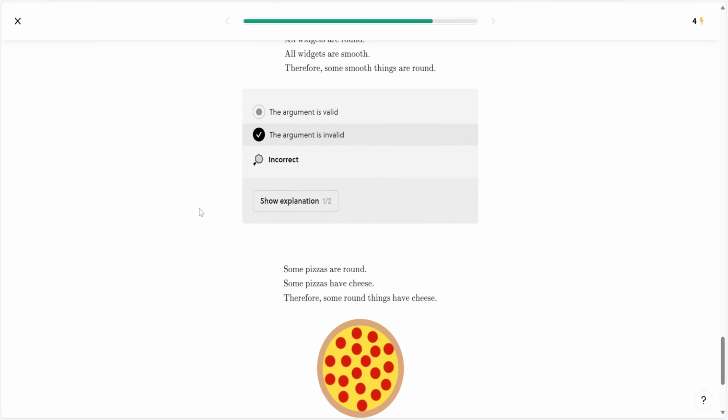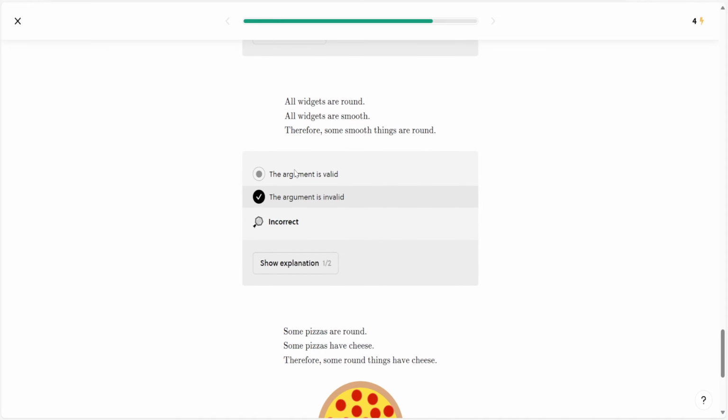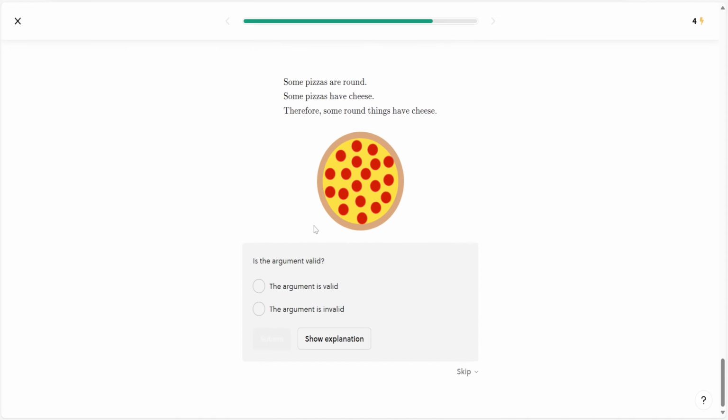Right, I'm going to pretend that this widget question never happened and that everything actually exists, because that is just absolute nonsense. I'd have to say everything is wrong or invalid because you can't assume everything exists. Right, okay, let's carry on. Some pizzas are round, some pizzas have cheese. Therefore, some round things have cheese. I should be able to do all this in my head, but I don't trust my head anymore. I need to do Venn diagrams.